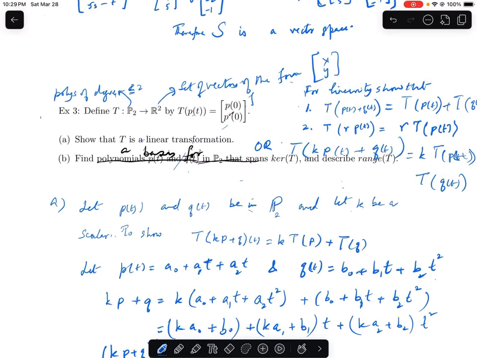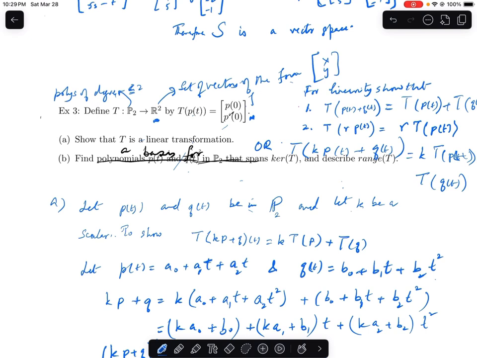This should be the last video for section 4.2. So we completed example 2 and we were supposed to look at example 3 now. It says define T from P2 to R2 by T(p), where p is any polynomial, is equal to p(0) and p'(0). So this is a 2-component vector, so it is in R2.